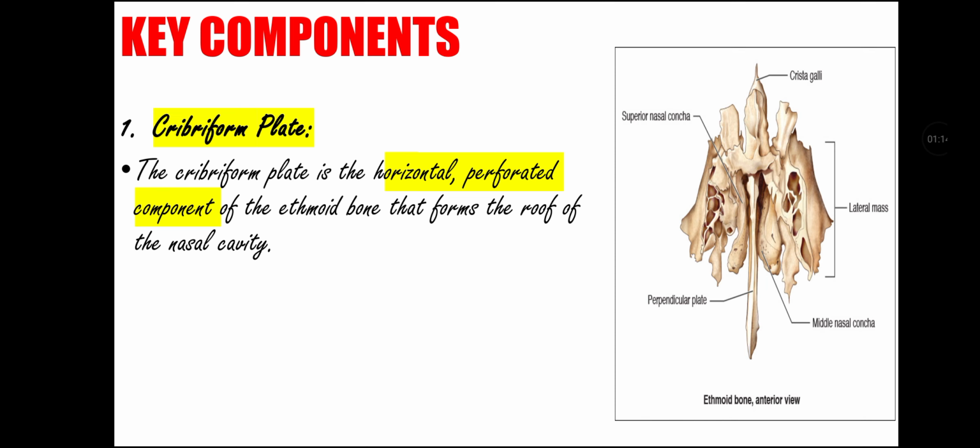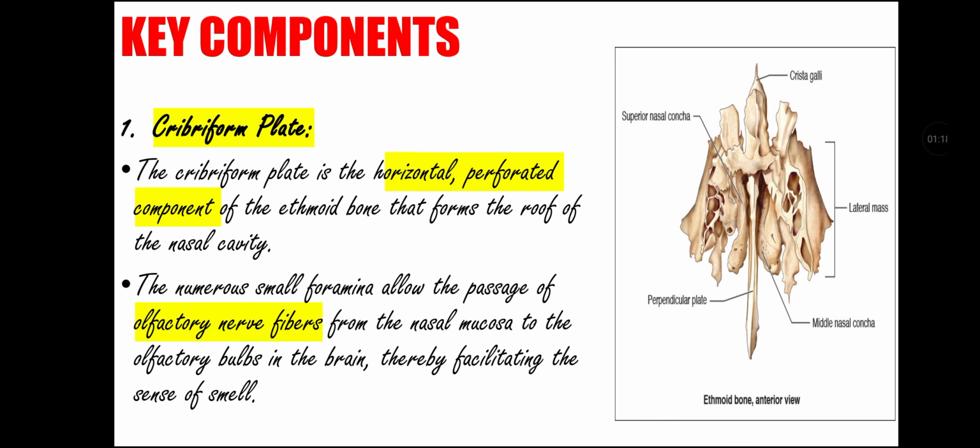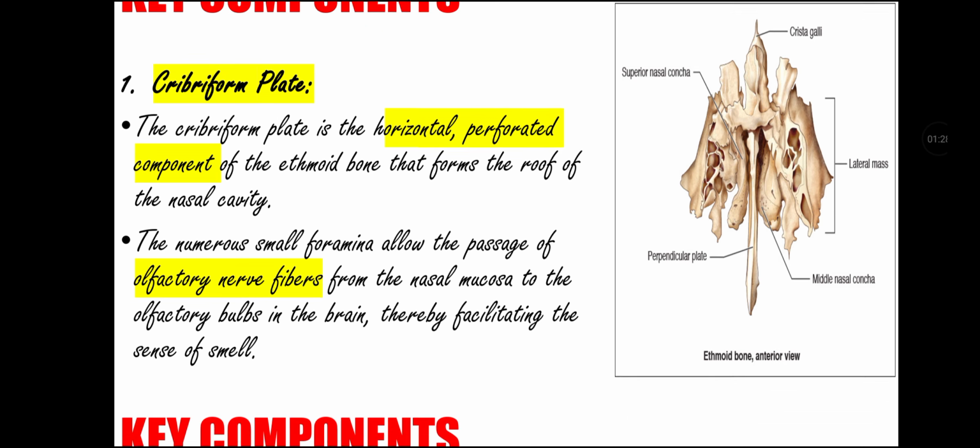Cribriform plate is a horizontal perforated component of ethmoid bone that forms the roof of nasal cavity. Numerous small foramina allow the passage of olfactory nerve fibers from the nasal mucosa to the olfactory bulb in brain, thereby facilitating sense of smell.